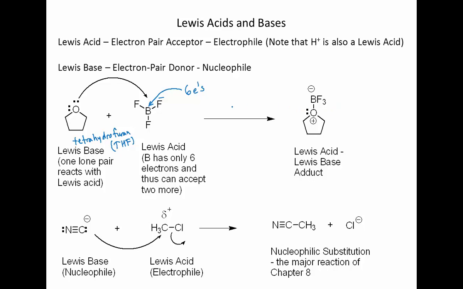So this Lewis acid is reacting with the electron pair right here, and this is giving us the Lewis acid Lewis base adduct. So we see the BF3 accepts a lone pair, the tetrahydrofuran donates a lone pair. This forms an adduct. Lewis acid Lewis base reactions don't always form adducts, as we'll see in this case right here.